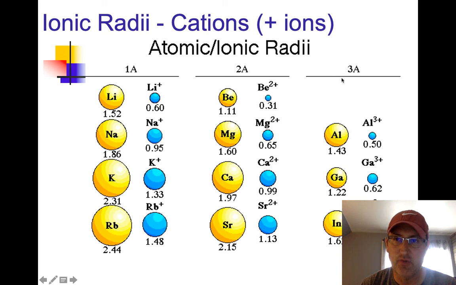Then finally, this is group 13. Again, leaving out the d block. You can see as these lose 3 electrons, and that's their common form, their common cation, because they have 3 valence electrons.